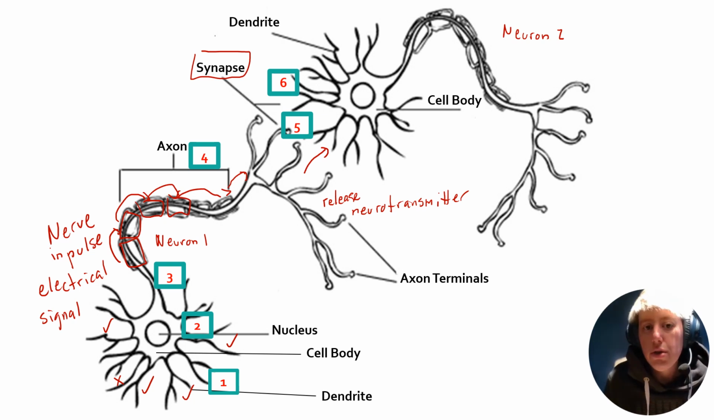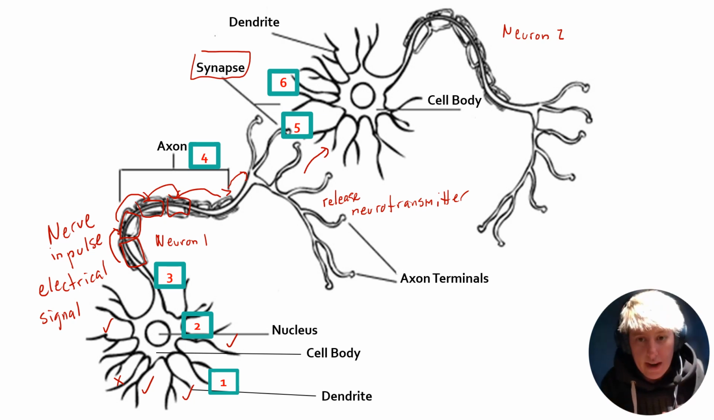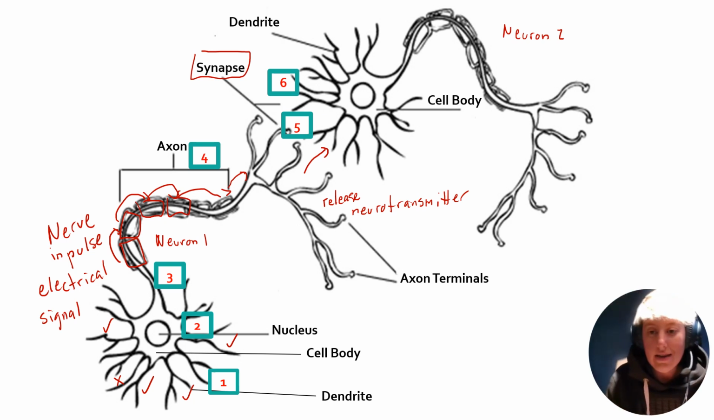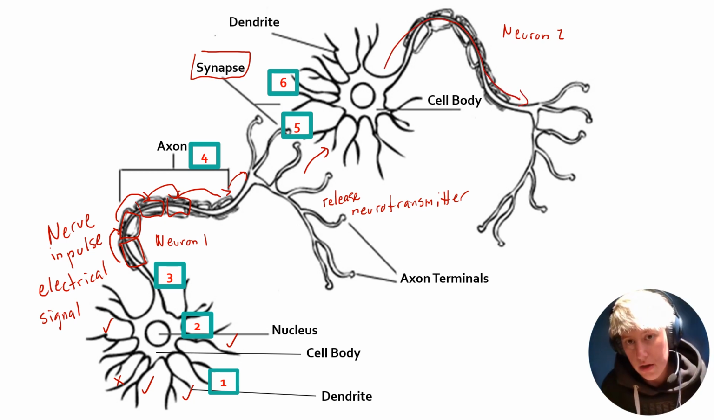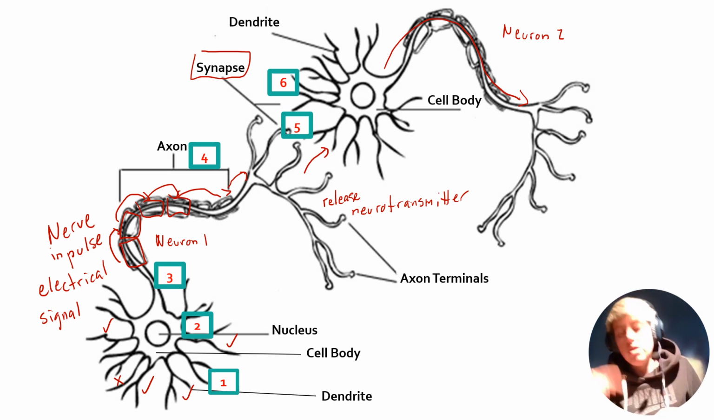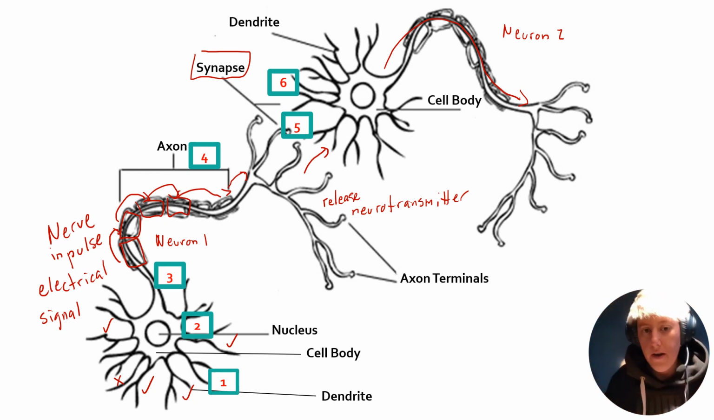So neuron number 2, the dendrites pick up the neurotransmitter, send the information to the cell body. Cell body determines, based on all of the inhibitory and excitatory neurotransmitters it gets, to send or not send a nerve impulse. And if the overall message is yes to send a nerve impulse, it produces an electrical signal that travels along the axon to the axon terminal, releases neurotransmitter, and then the story goes on and on and on.